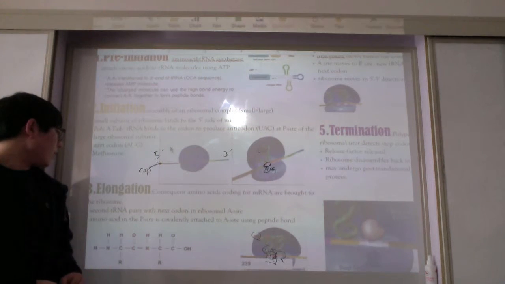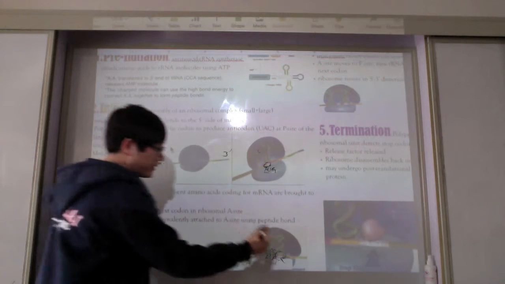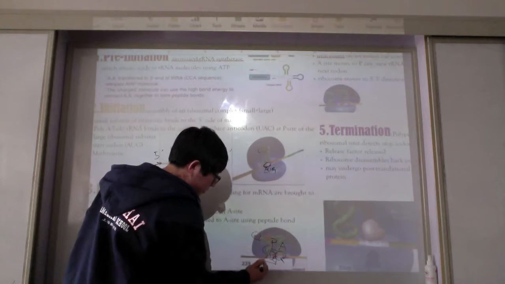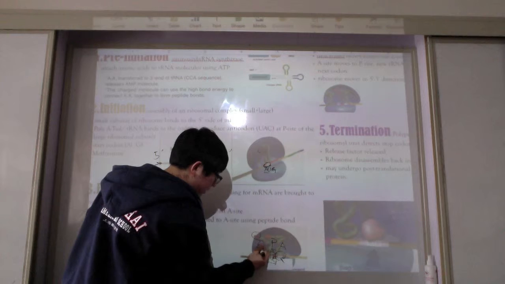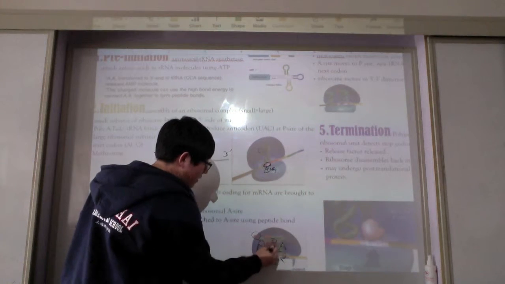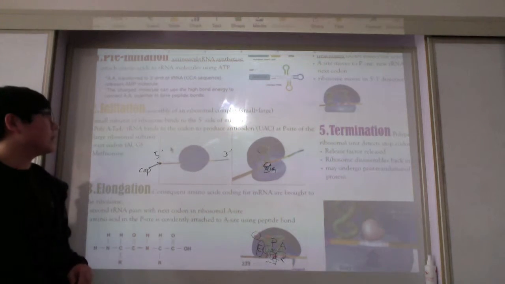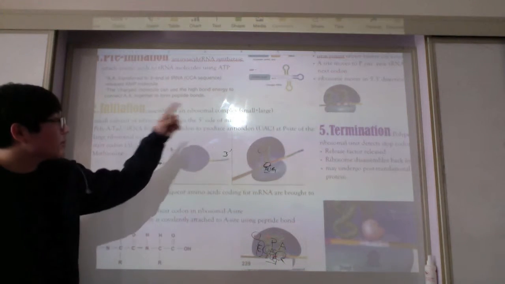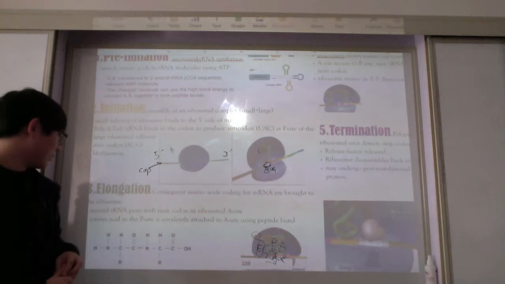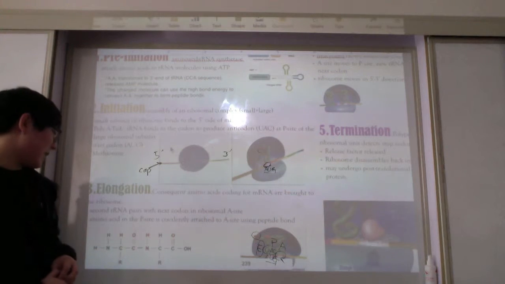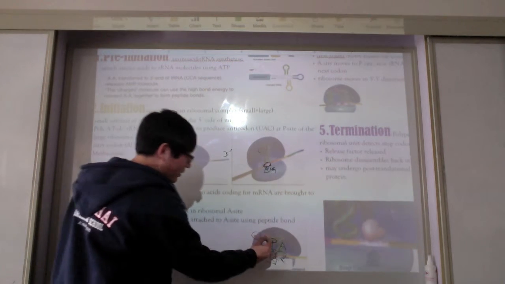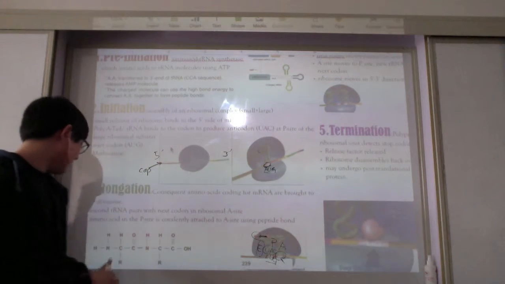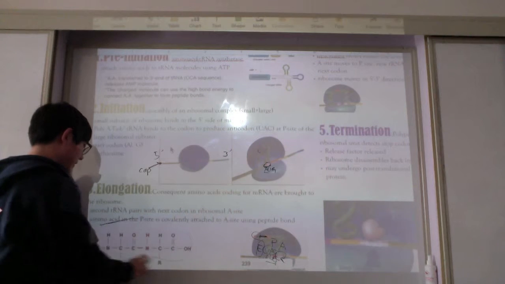And this is the A site, and this is the P site, and this, not shown, is called the E site. So this is where the tRNA exits during termination, and during elongation. And the bond between these forms, and this is called a peptide bond, and the molecular structure is this as shown.